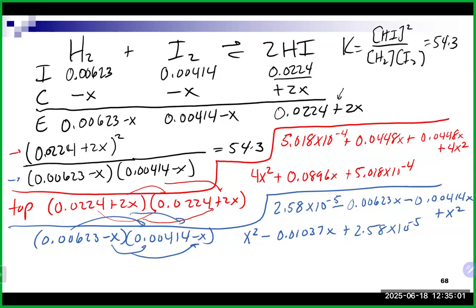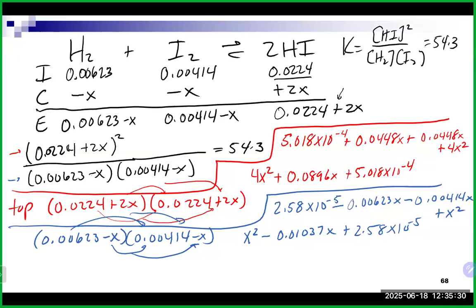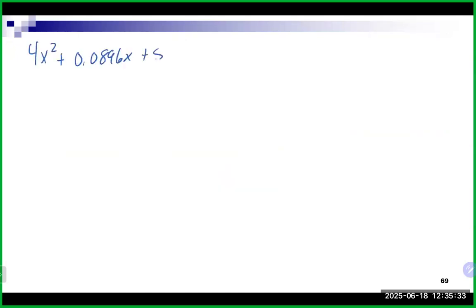And up on top, we had 4x squared plus 0.0896x plus 5.018 times 10 to the minus 4. All right. So I'm just going to flop a page here and put everything back together in the right spot. If I copy it down right there, 4x squared plus 0.0896x plus 5.018 times 10 to the minus 4. So that's what we got for the top after we factored it out.